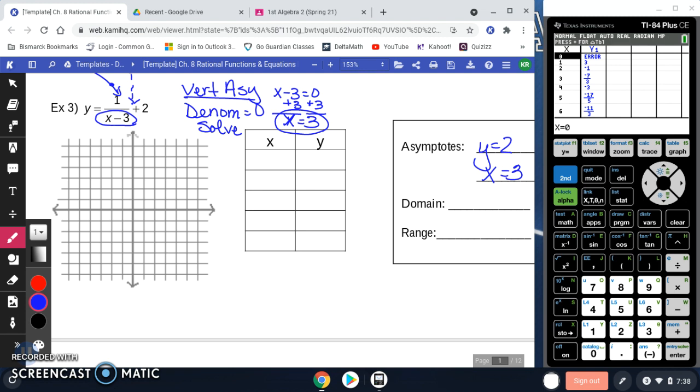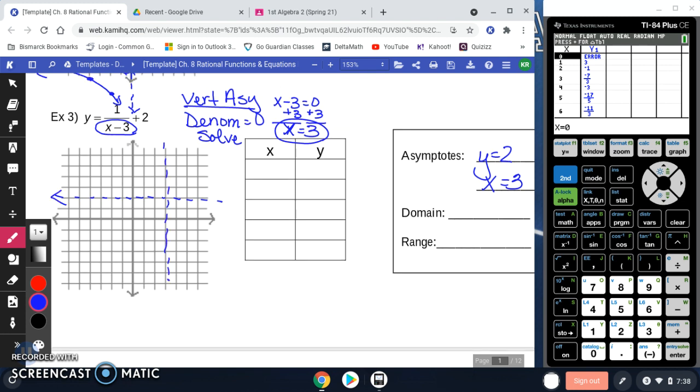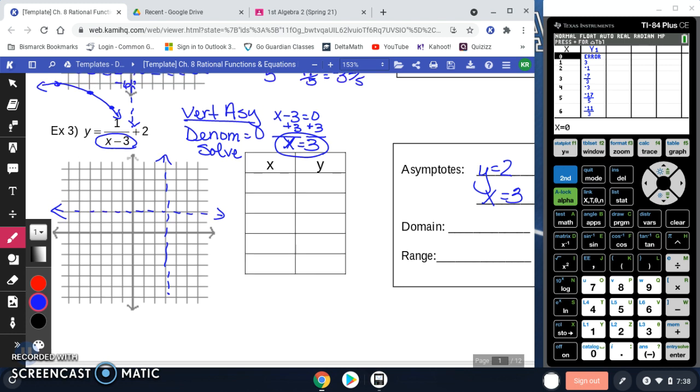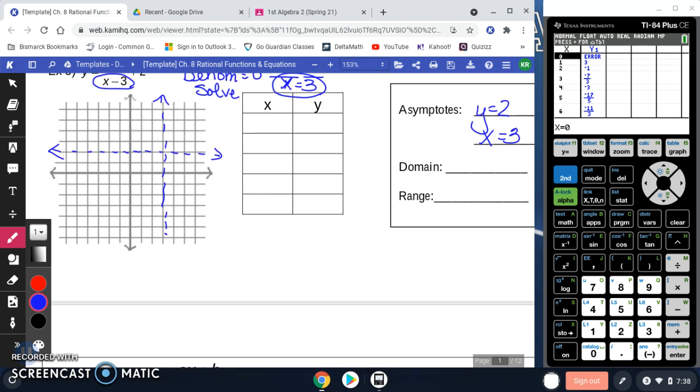Okay, you might say, well, that's more work. I can just look at that and tell you what my h is. That's fine. But again, keep this in mind that this method will work for all rational functions. Not all rational functions are set up where you see your h. Okay? All right, so horizontal asymptote, sketch that in. Vertical asymptote, sketch that in. Okay, again, label for me, please.